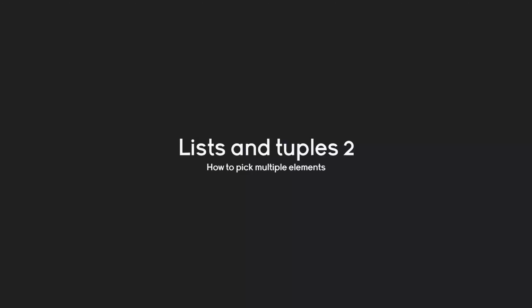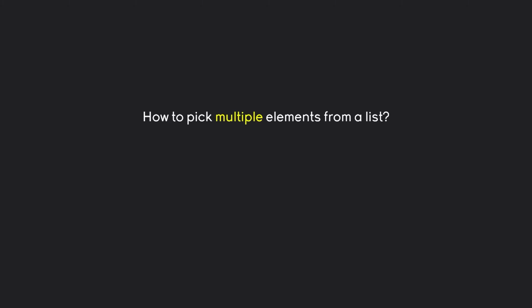This video is going to be part 2 on lists and tuples, and this is primarily going to be about picking multiple elements. So the main problem we have to cover is how to pick multiple elements from a list. Let's say we have a list with the numbers 1 to 4, and we want to get the second and the third element. How could we do that?